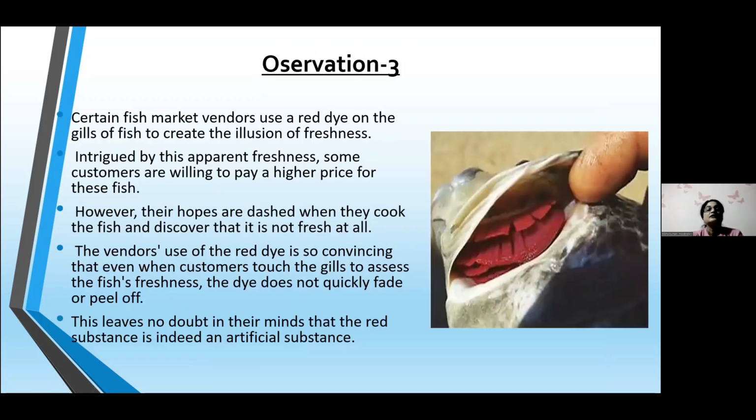Now another thing that is very remarkable is the fish gills. In Patna, in Bihar, and in many places, people like to see the fish gills, whether they are fresh red or not. If the fish gills are fresh red, it indicates that the fish is fresh. And if the gill has turned dark red or maroon, it indicates that the fish died a long time ago. So people look at the fish gills and decide accordingly. So in certain fish markets, the vendors are also using red dye to make the gills look fresh.